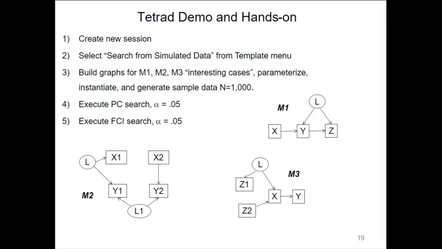So do a template where you search for simulated data: build the graphs, parameterize, instantiate, and generate sample data. Make it big enough so that the statistics don't get in the way. And then execute a PC search and an FCI search. See what happens. Compare the output you get both to each other and to the true model.